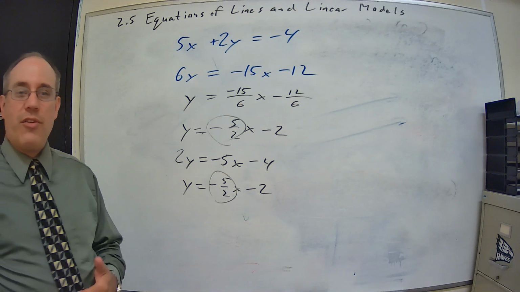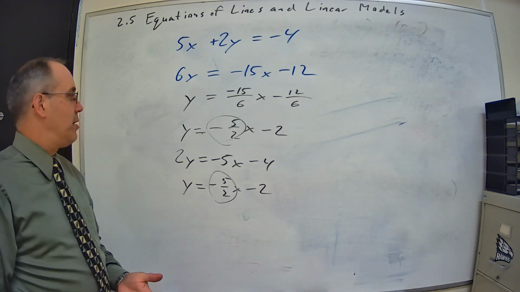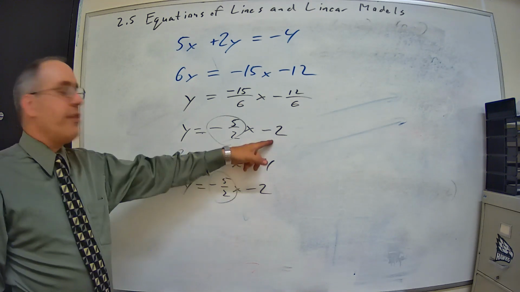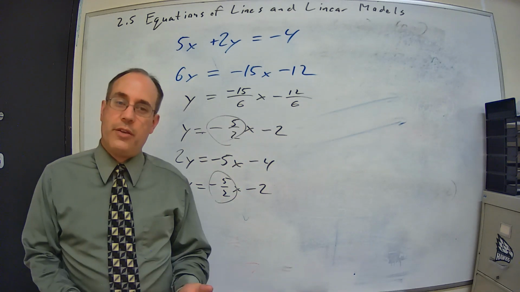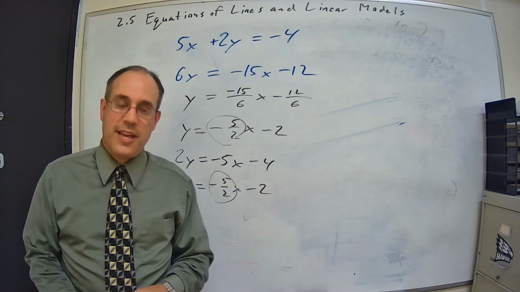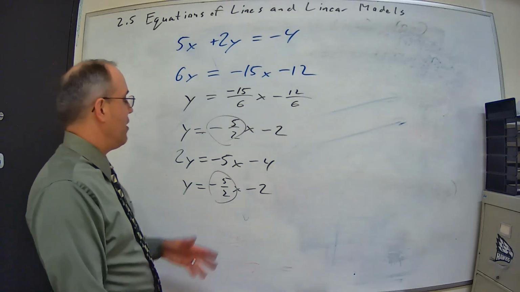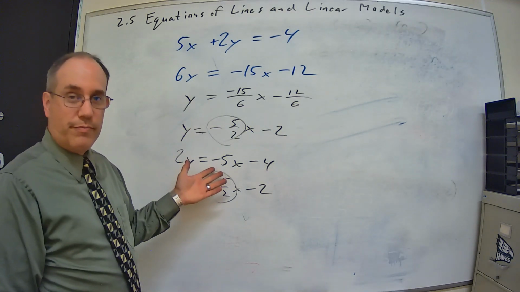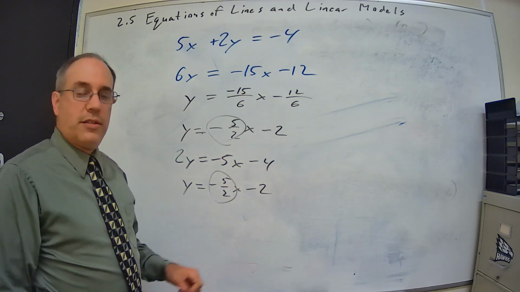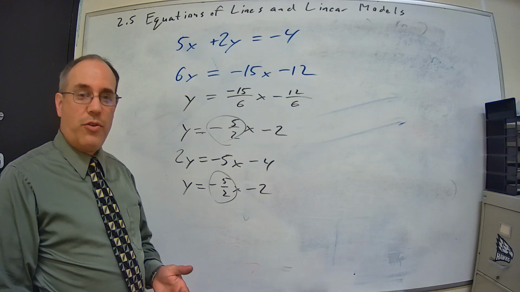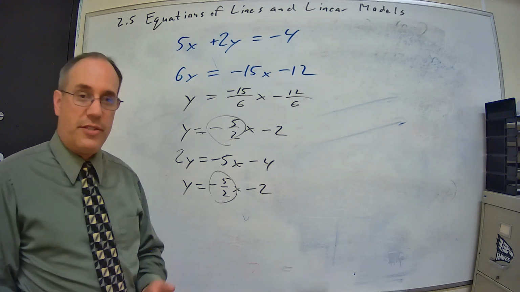But not only are the slopes the same, so are the intercepts. So the slopes being the same tells us they're parallel. But since the intercepts are the same also, it tells us they're actually the same line.